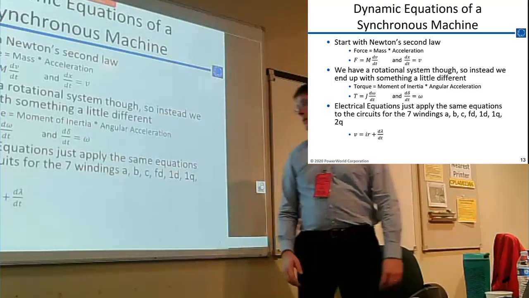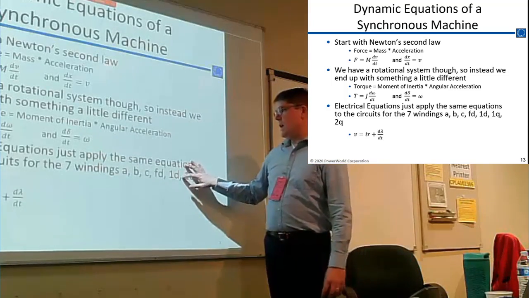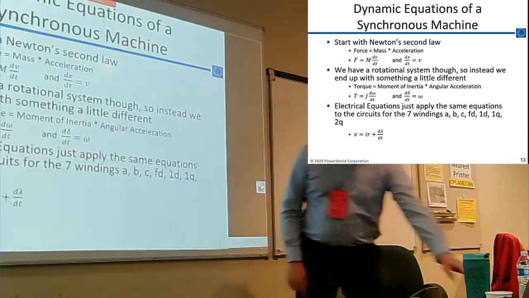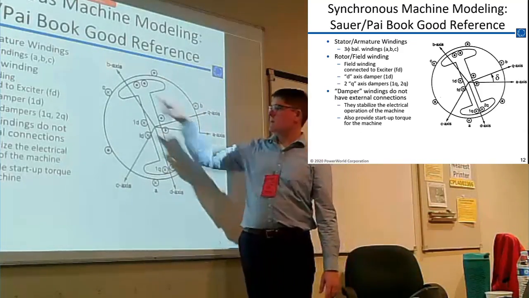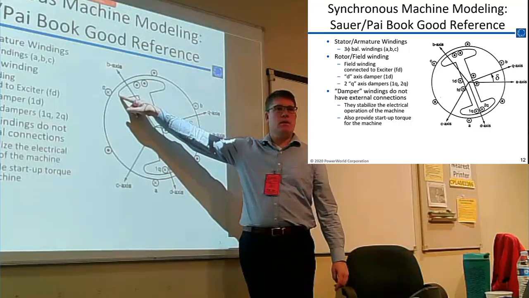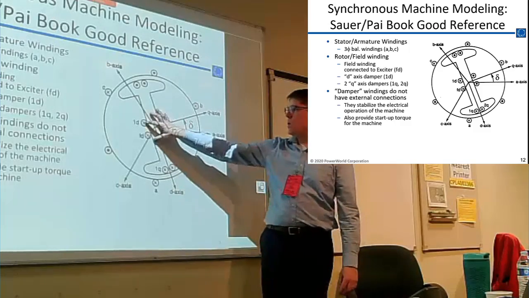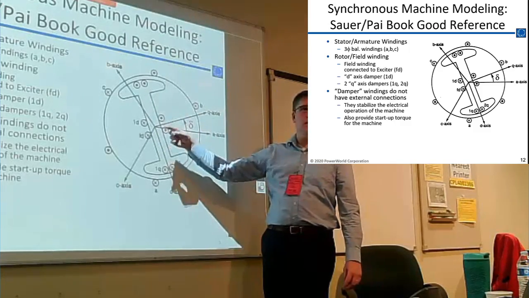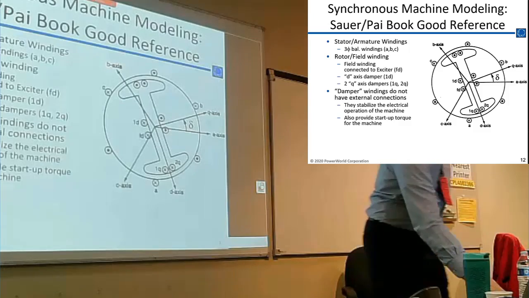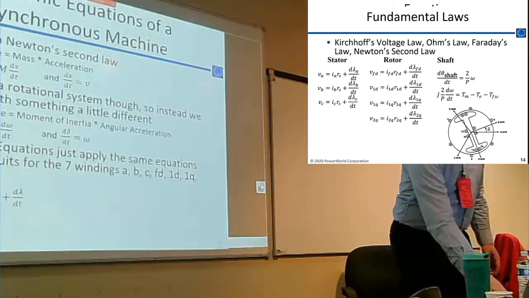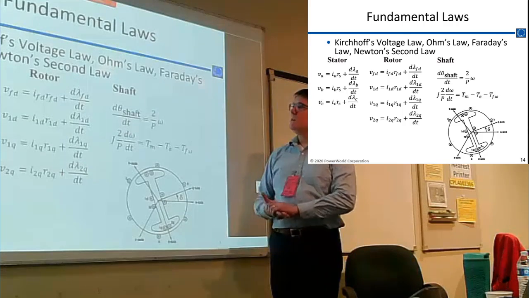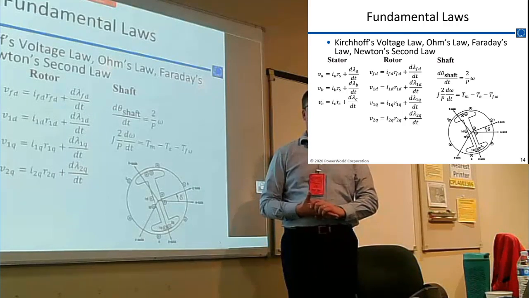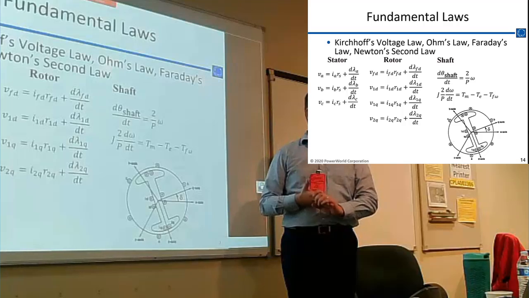Other than that, we have a whole bunch of electric circuits here. We have 7 of them. We've got the A, the B, and the C, so 3 circuits on the armature winding. And then we have 4 circuits on the rotor, 2 D and 2 Q axis. So ultimately we have 9 sets of equations that we have here. And in the end, we're going to get Gen Rao at the other end of this in about 40 minutes.